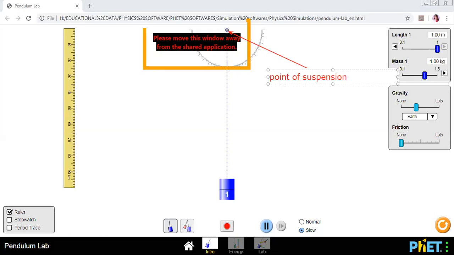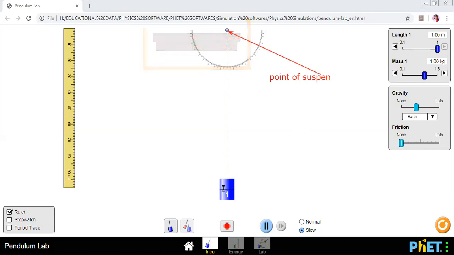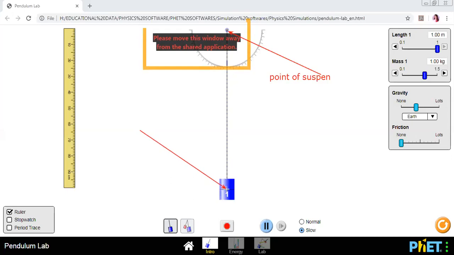Because it is suspended from that very point. So that is the point of suspension. And now, what is the point of oscillation? The point of oscillation is nothing but the center of gravity of the bob. The center of gravity of this bob is the point where the entire weight is acting from. So this is the center of gravity, the center of the bob. Or in simple words, this is the point of oscillation.